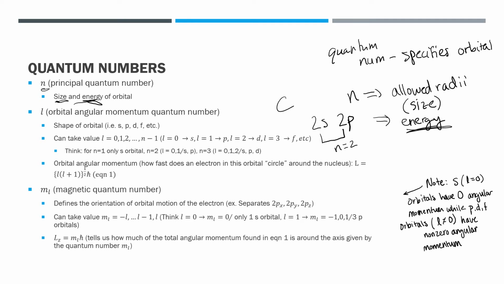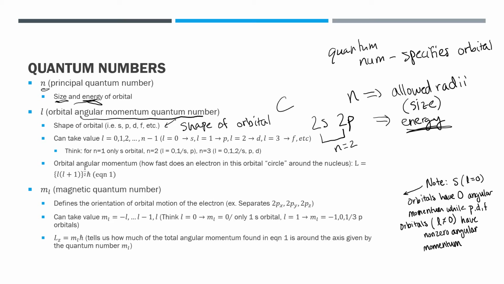The next quantum number I want to discuss is the L quantum number. L is the orbital angular momentum quantum number, so this tells us the angular momentum, which is an important thing. L describes the shape of the orbital. So L is basically telling us, is it an s orbital, a p orbital, a d orbital, an f orbital, and on and on.